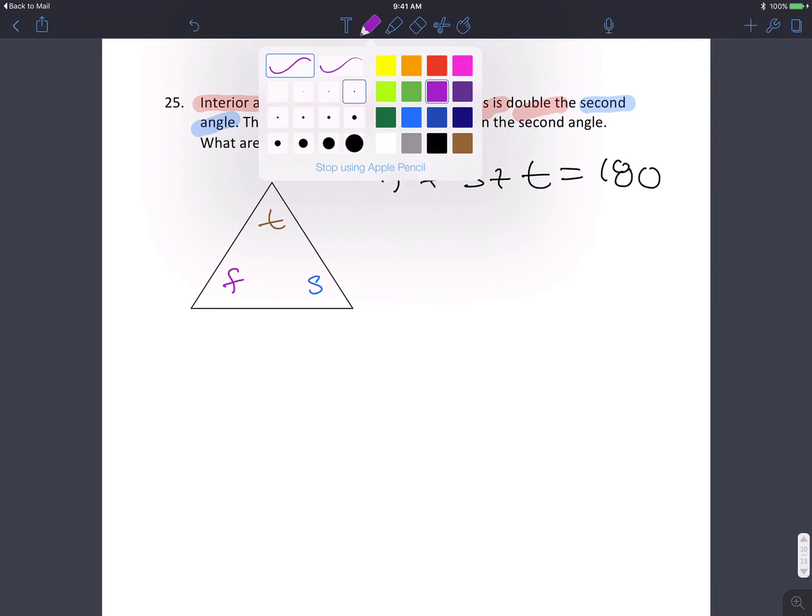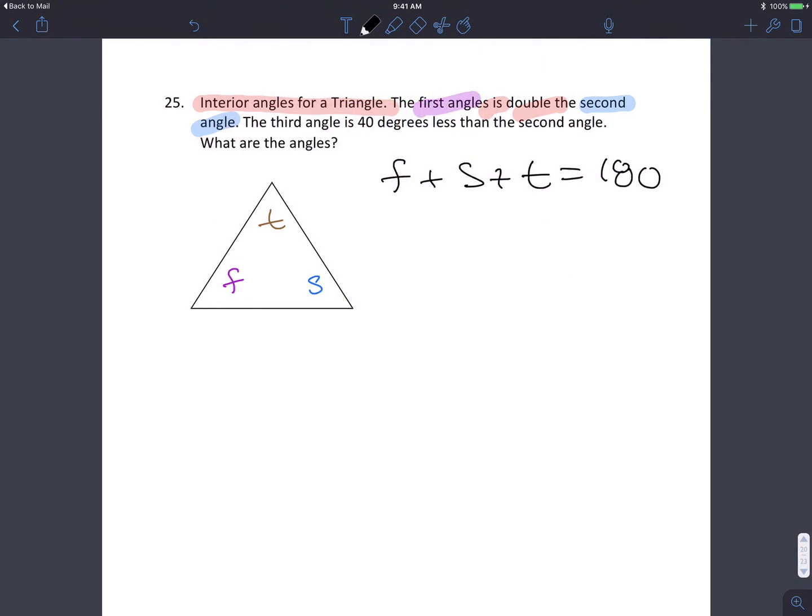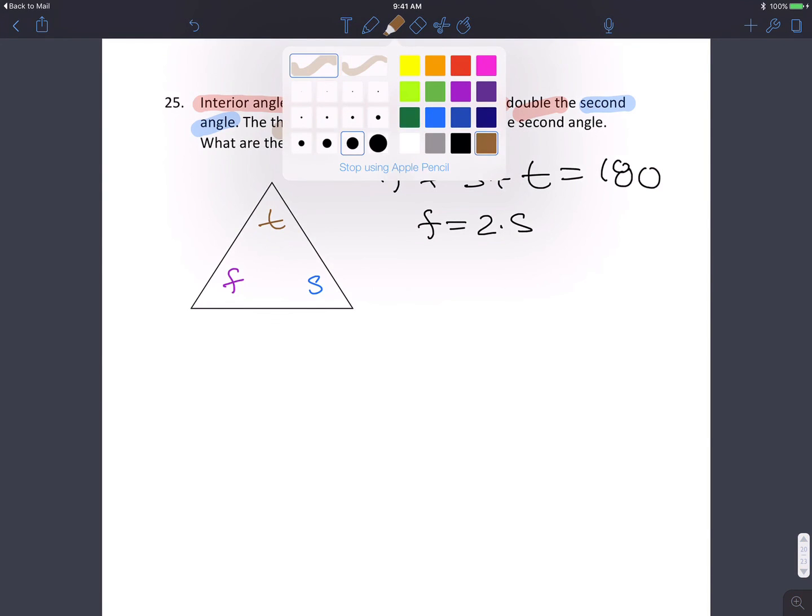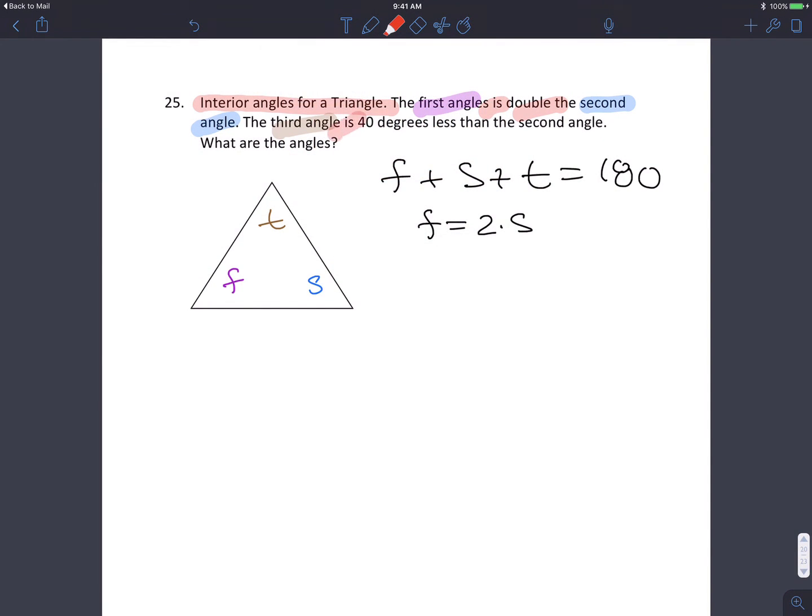Let's see if we could just write this down now. Let's see how good we've gotten with this. The first is 2 times the second. How's that? Okay. Now we have to look at the third angle. So the third angle, which is T, is 40 degrees less than, subtraction, less than the what? The second. That's S.